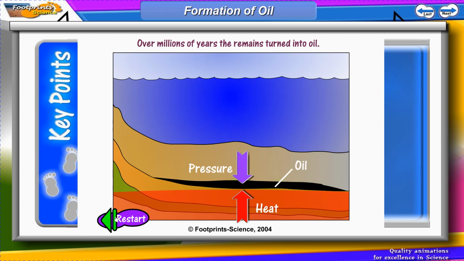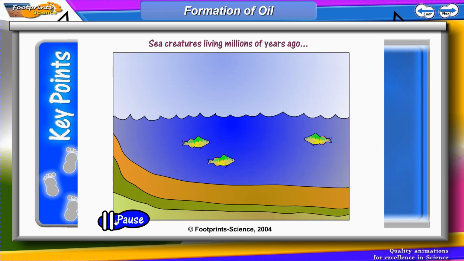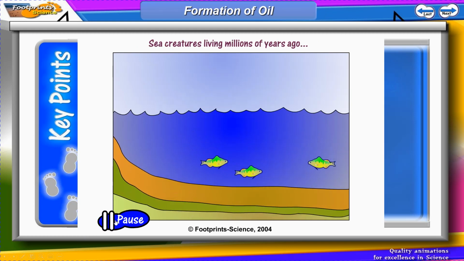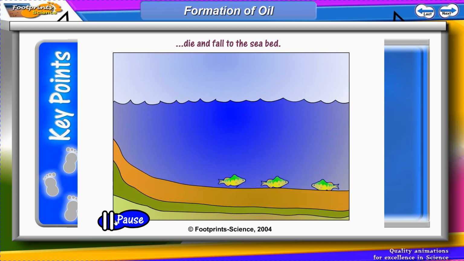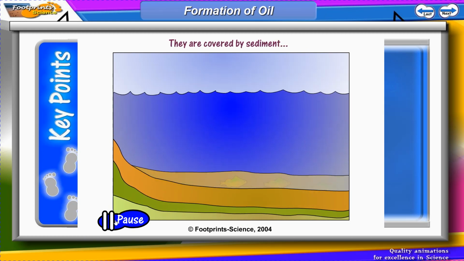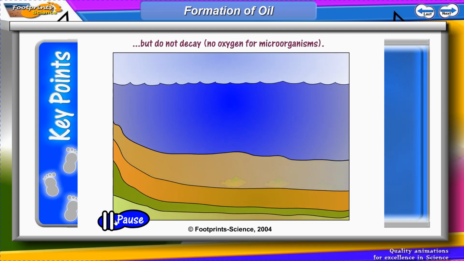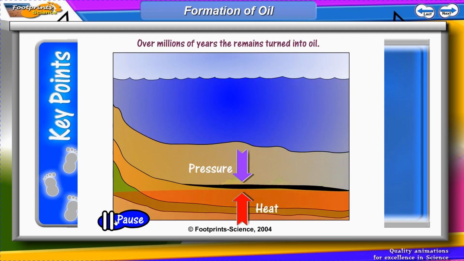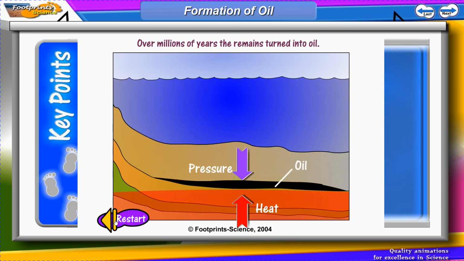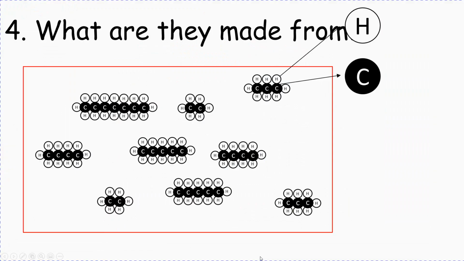Now, let me just restart the little animation. So you've got your idea there. Your sea creatures die and fall to the seabed, they don't get broken down, they don't get decomposed, so they get buried within the sediments, but that pressure and heat will turn their remains into oil over millions and millions of years.